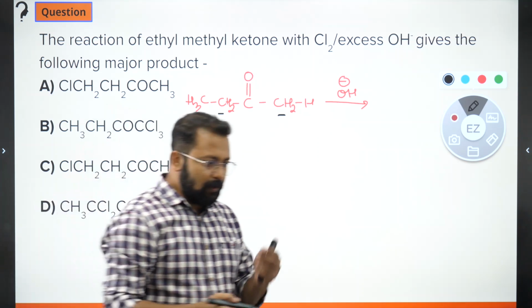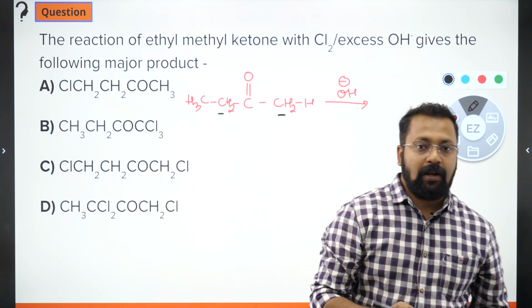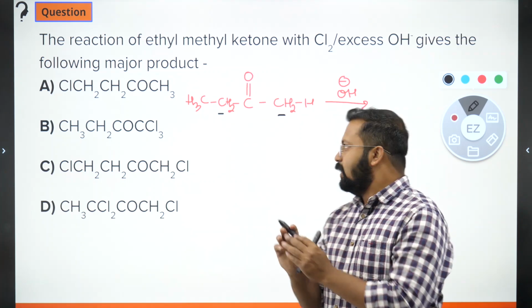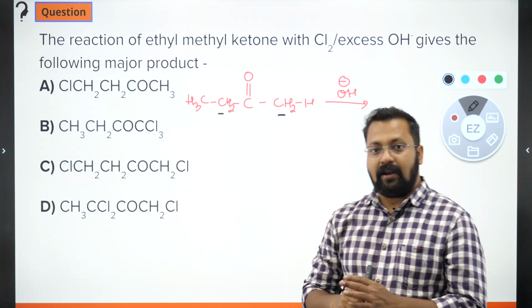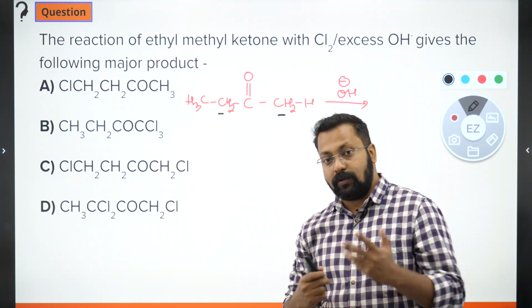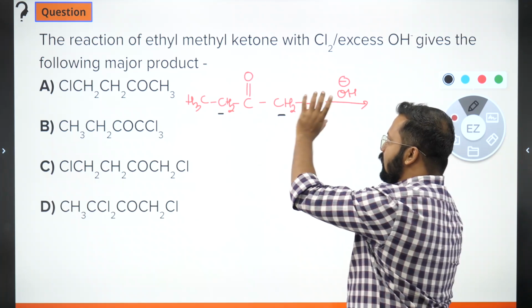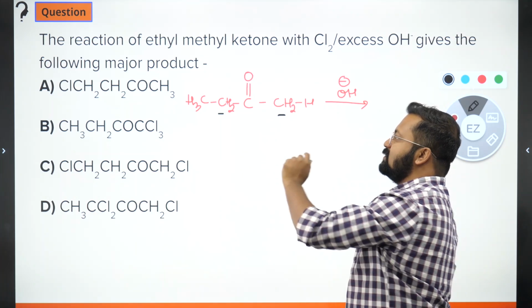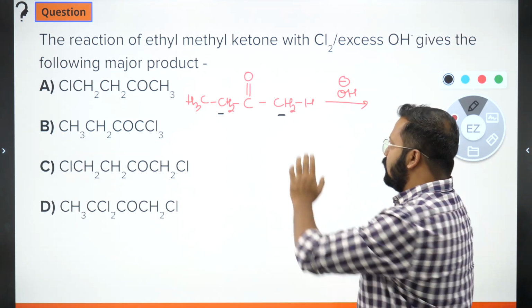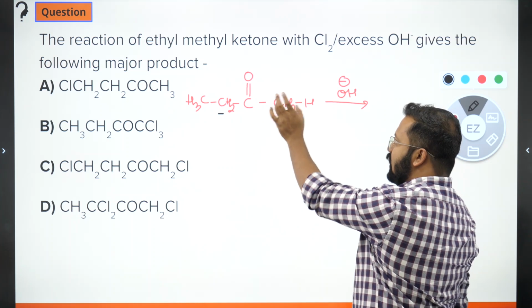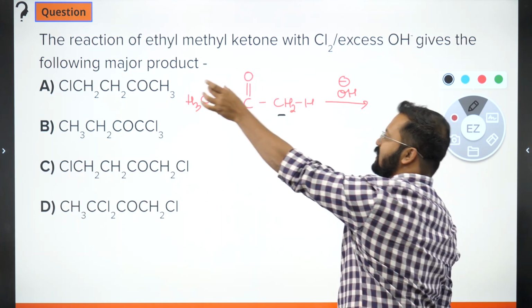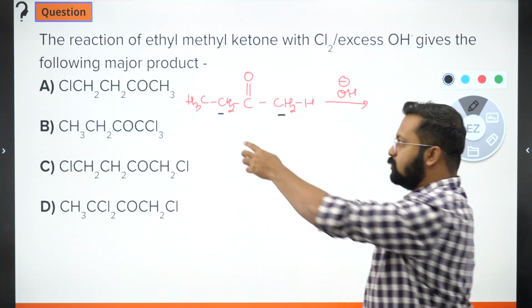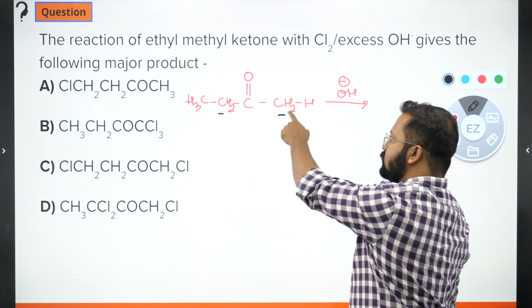Which hydrogen would be removed? That hydrogen would be removed which is connected to a carbon where negative charge can be stable. और इसको इस तरह समझ सकते हैं, hydrogen will be removed from less substituted carbon atom. This carbon is connected to only C double bond O. This carbon is connected to C double bond O, CH3. So more substituted कौन सा हो गया? ये वाला. Less substituted is this.